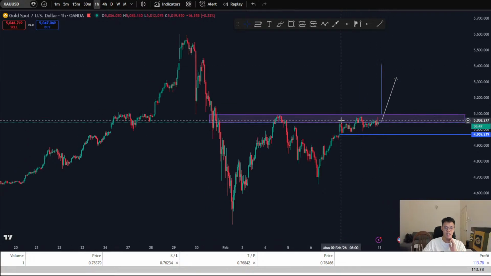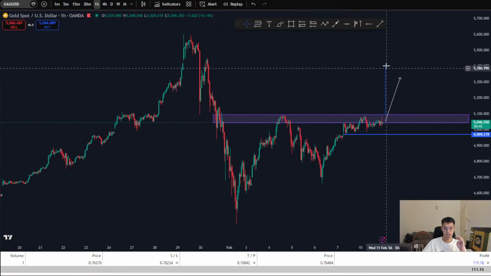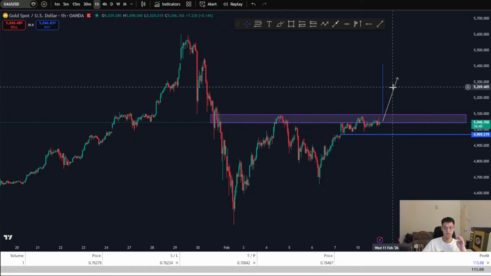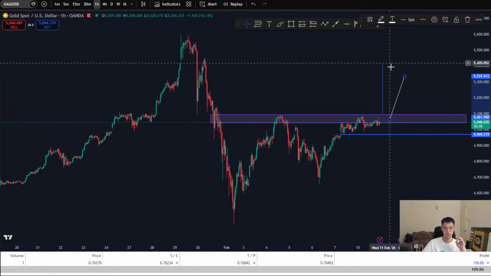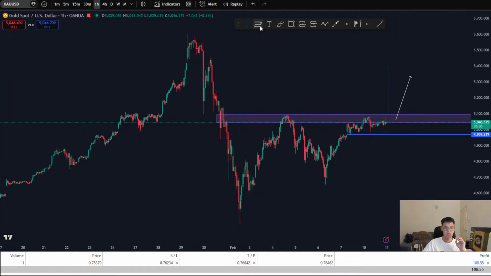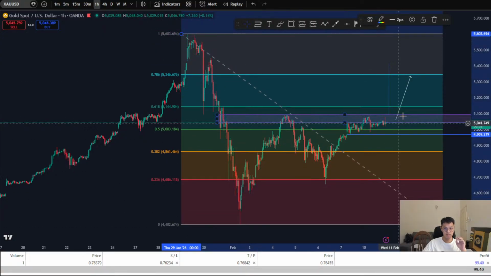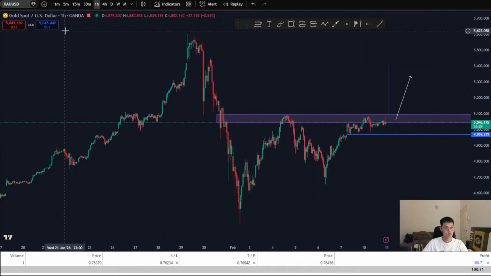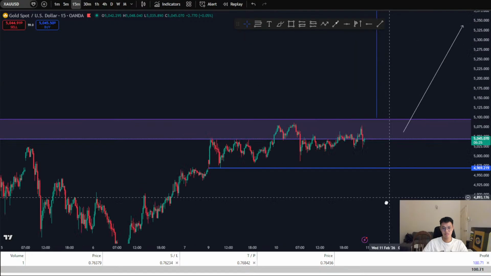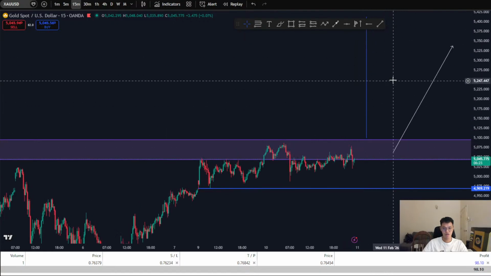Based on my previous research and my observation, there's a potential range for gold to go up. And based on the Fibonacci, let me check first. Yeah, it's around that. There's a high potential. It's quite a huge range.